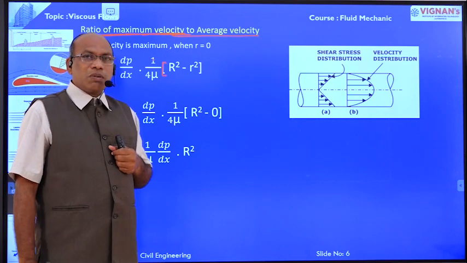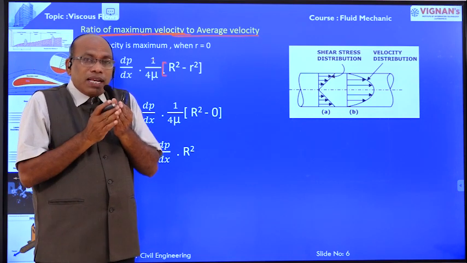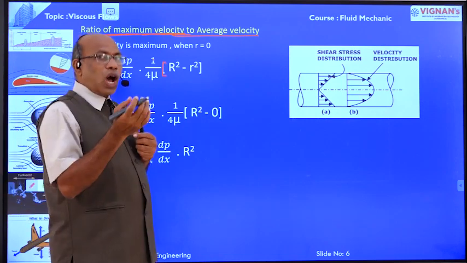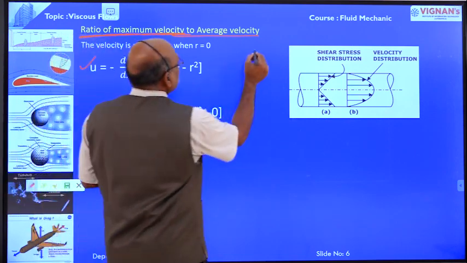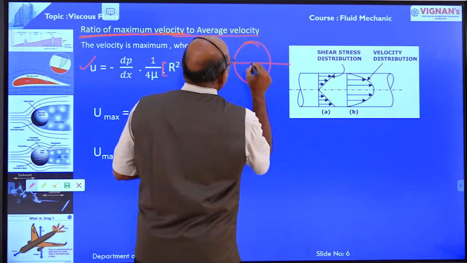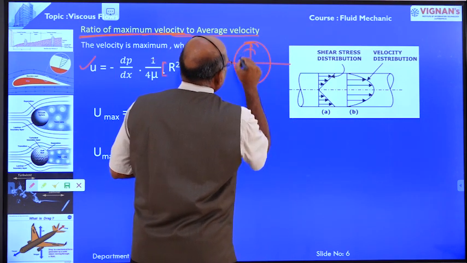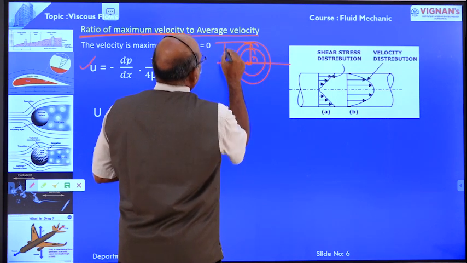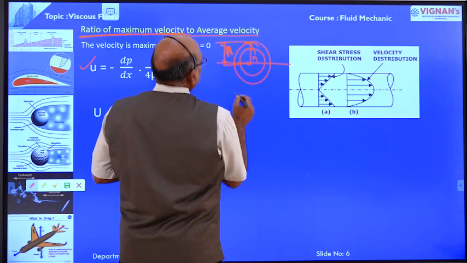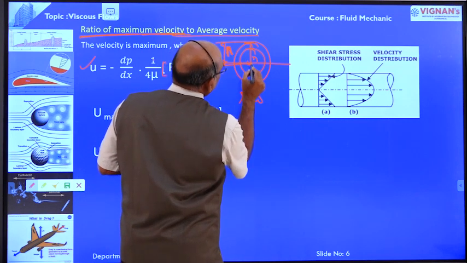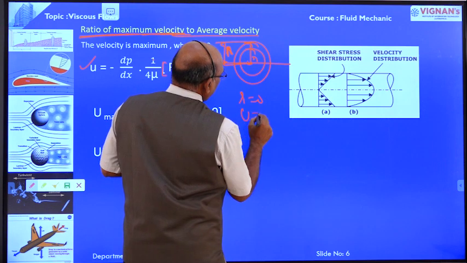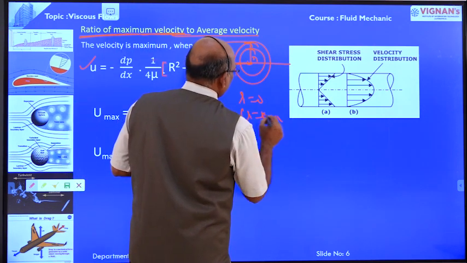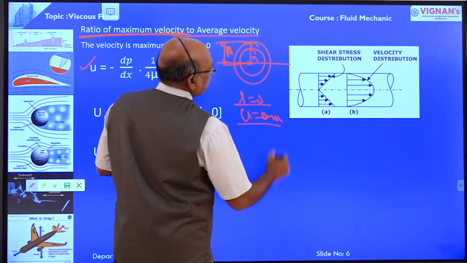Where is the velocity maximum in pipe flows? At the middle, at the center line of the pipe, the velocity is maximum. Therefore, r is equal to 0. This is the pipeline, this is the radius, this is one strip, small r, and this is capital R. When small r is equal to 0, the radius is 0 and the velocity is maximum.